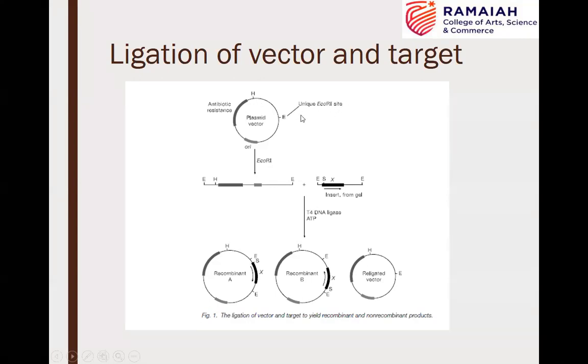But this is the unique EcoRI site which will be utilized in this process, and it should also have a selectable marker, as I mentioned earlier. The selectable marker here in this particular example is an antibiotic resistance marker. So these are all the different features of the plasmid vector. This is linearized by treating with the restriction enzyme EcoRI. When there is a cut here, it is linearized. Of course, the other sequences are present as they are. And the target DNA is also treated with the same restriction enzyme, so you have the compatible ends here on the target.